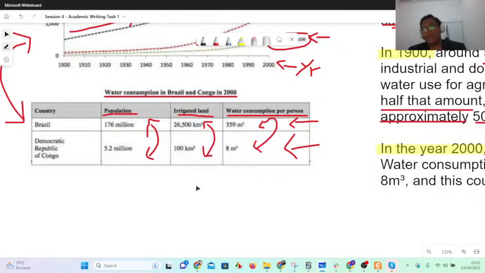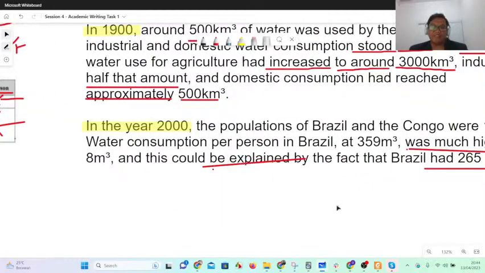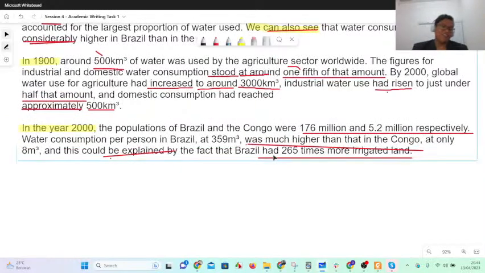This is something that I've mentioned before as well, something that I'm going to emphasize at the end. If you do this kind of analysis, it is very risky because the task is summary. You need to summarize what you can see from the chart. If you cannot see it, you should not write it.